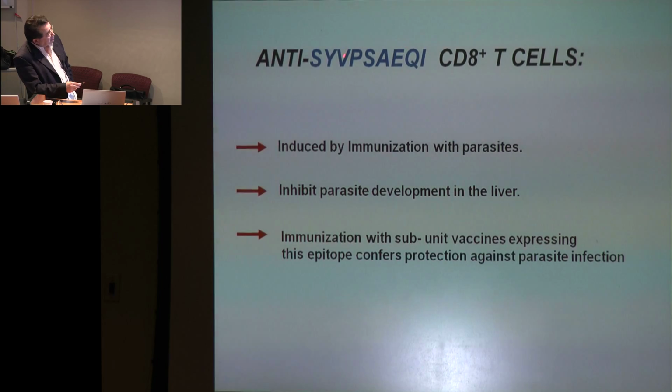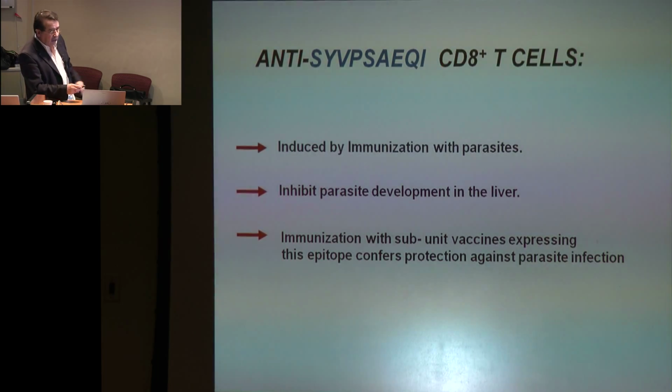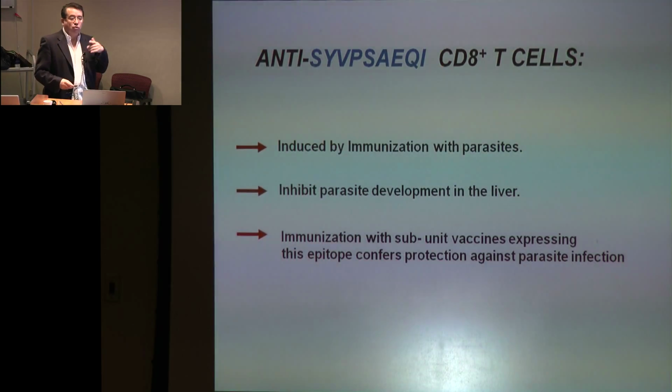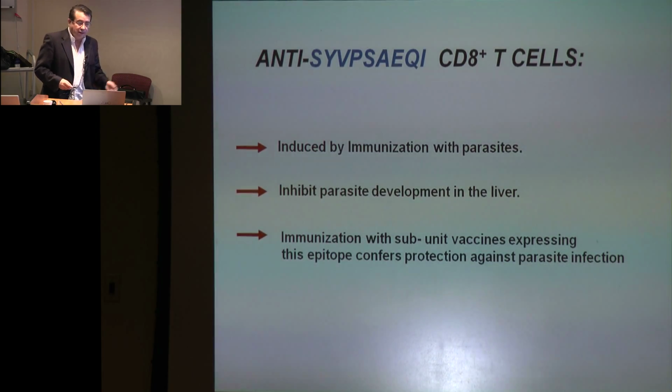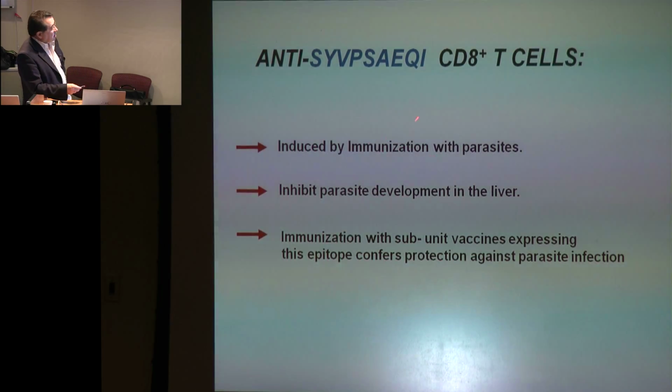So these cells are specific for this epitope, and there may be CD8 cells against a lot of other epitopes from a lot of other antigens, we just don't know which they are. They can be induced by immunization with attenuated or live parasite. These cells have the capacity to inhibit parasite development to a significant extent, almost to the point of providing sterile immunity. And most important, immunization with subunit vaccines, which can be attenuated viruses, particularly attenuated viruses.